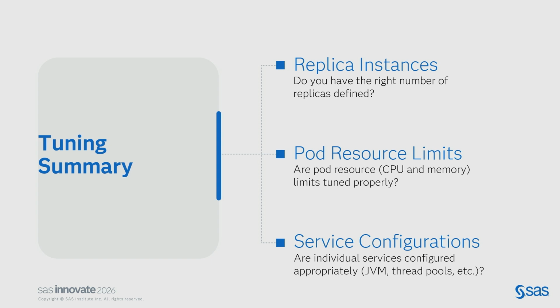And then it's service configurations. VIA is kind of a mix where we have some services that are written in Go and some that are in Java. Well, the ones that are written in Java, we really have to look at tuning the JVM, making sure that the Java heap size is configured properly.